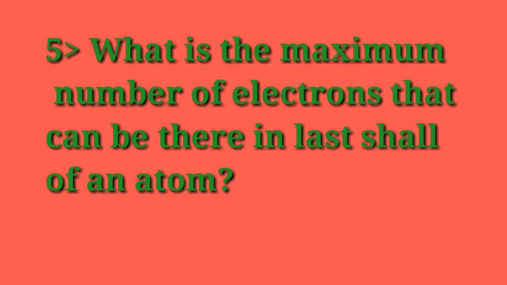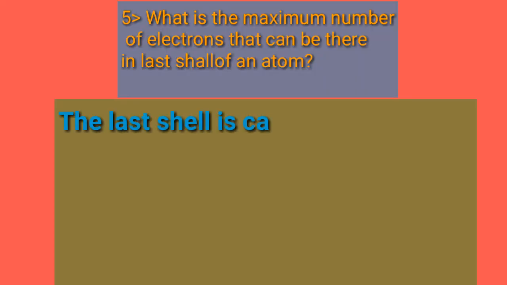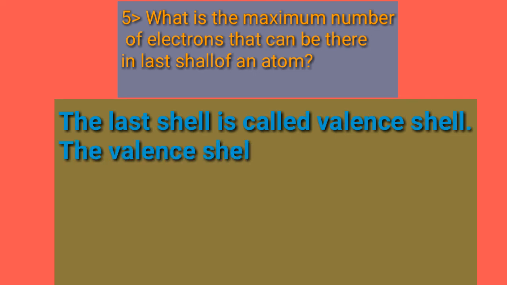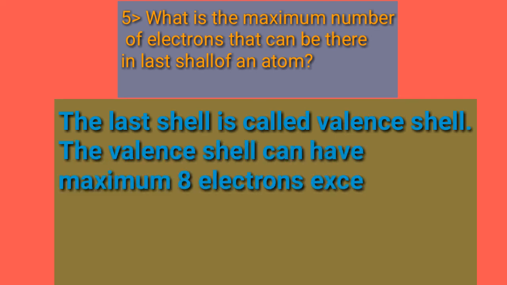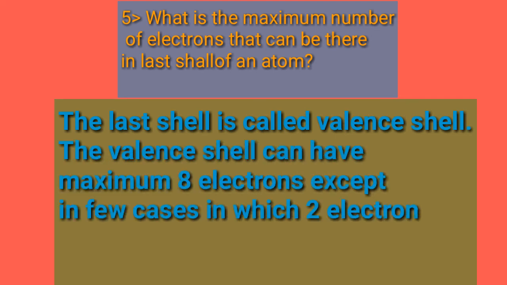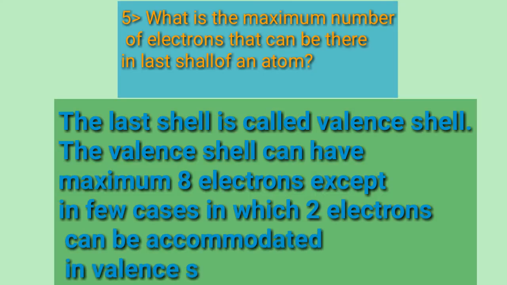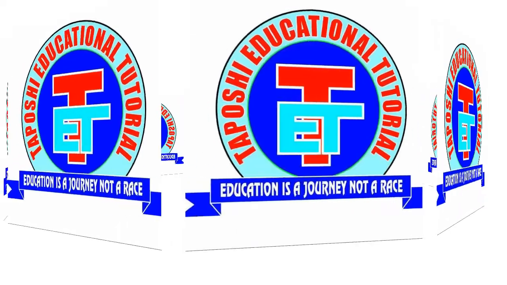Now number 5. What is the maximum number of electrons that can be there in the last shell of an atom? The answer is: the last shell is called the valence shell. The valence shell can have a maximum of 8 electrons, except in a few cases in which 2 electrons can be accommodated in the valence shell.